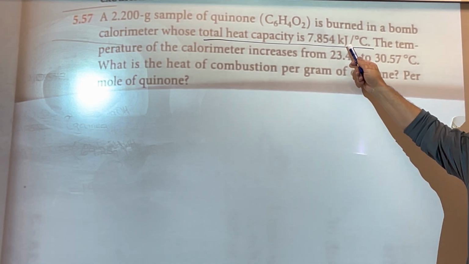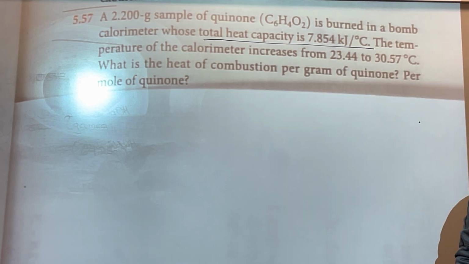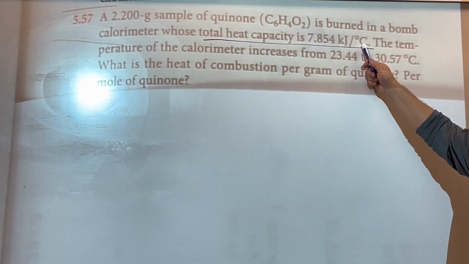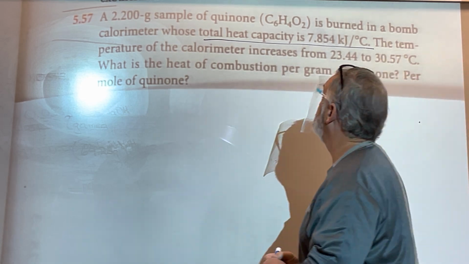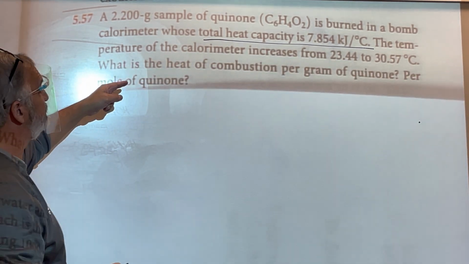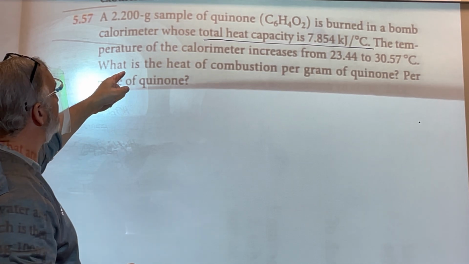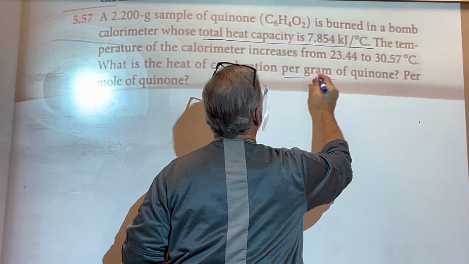So now you can just go to get kilojoules per degree Celsius. To get kilojoules, what's the only thing we have to do? Multiply by temperature. And that gets rid of degrees Celsius, leaves us kilojoules. So, okay, the temperature of the calorimeter increases from 23 to 30.5. What is the heat of combustion per gram? Per gram.